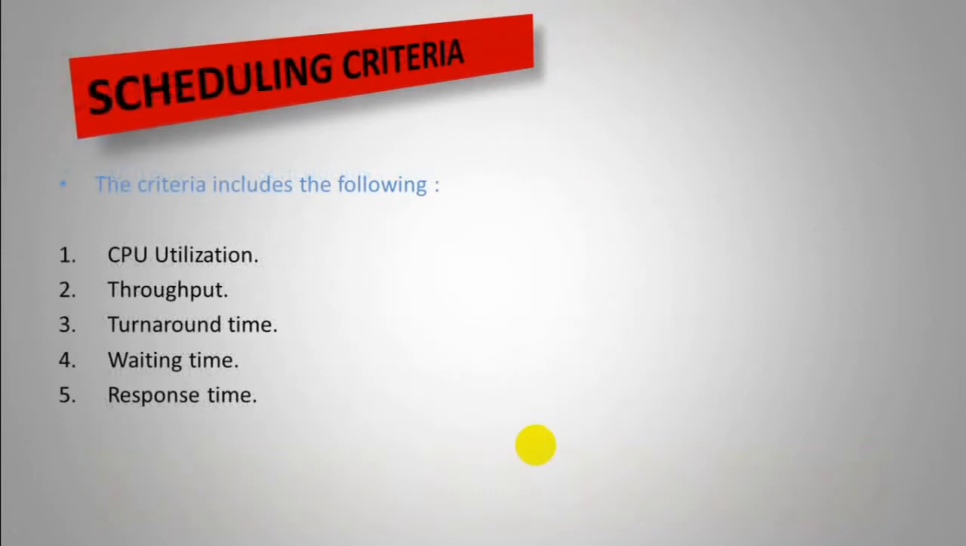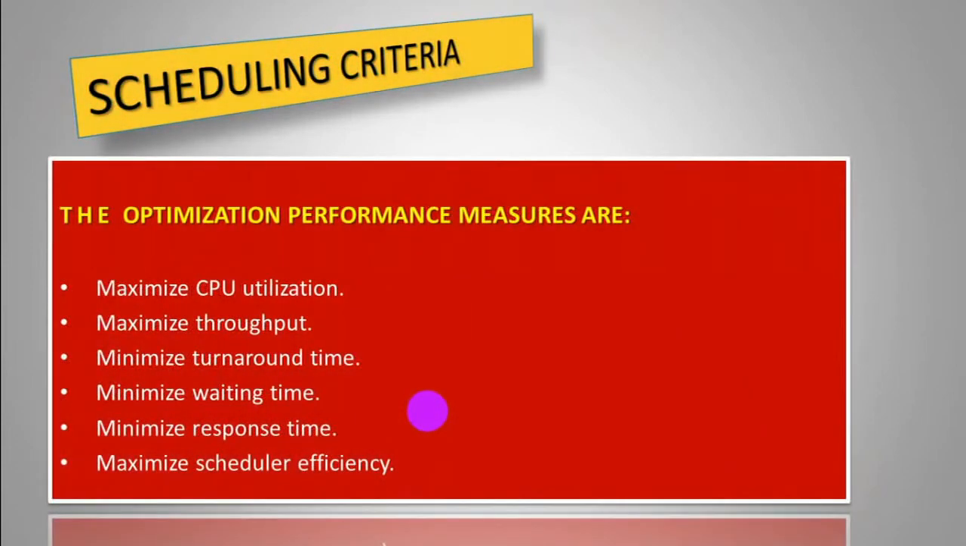Scheduling criteria. The criteria include the following: CPU utilization, throughput, turnaround time, waiting time, response time. Different CPU scheduling algorithms have different properties, and the choice of a particular algorithm may favor one class of process over another. In choosing which algorithm to use in a particular situation, we must consider the properties of the various algorithms. Many criteria have been suggested for comparing CPU scheduling algorithms. Which characteristics are used for comparison can make a substantial difference in which algorithm is judged to be best.